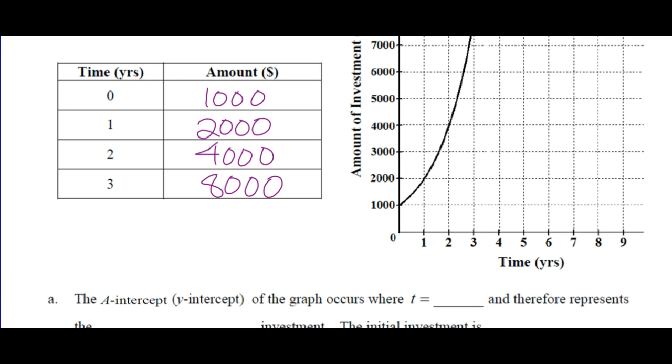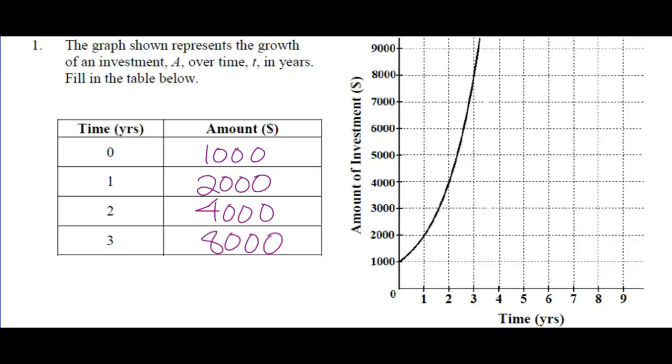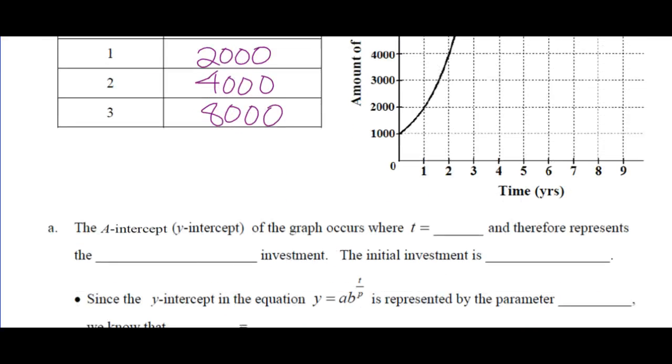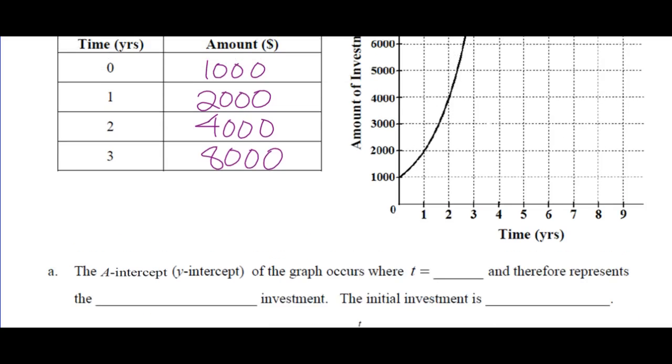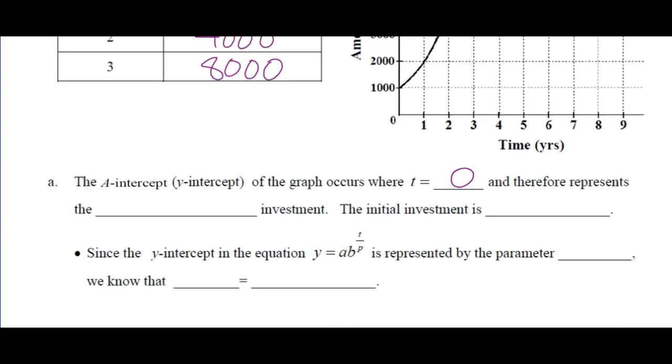The a-intercept or y-intercept. So in this case, a for amount of investment. The a-intercept of the graph occurs where t is equal to 0, and therefore represents the what? Well, which part of the investment? The initial investment, right? That's what we're starting with. The principal. It's the principal amount, yeah. But we'll call it the initial investment.